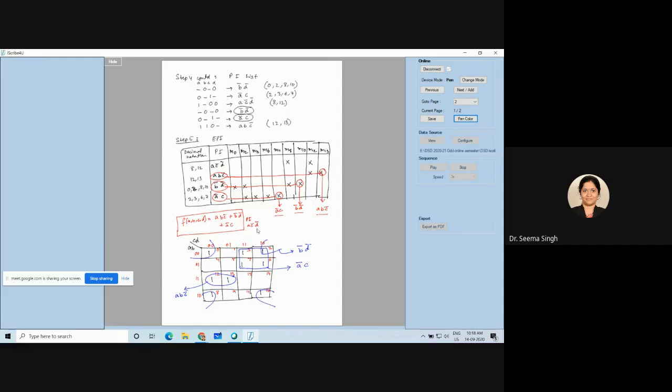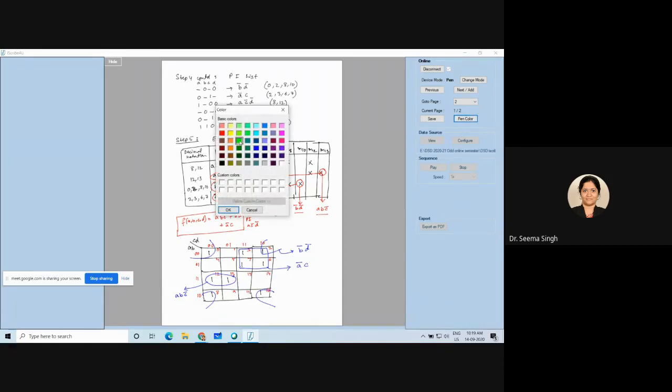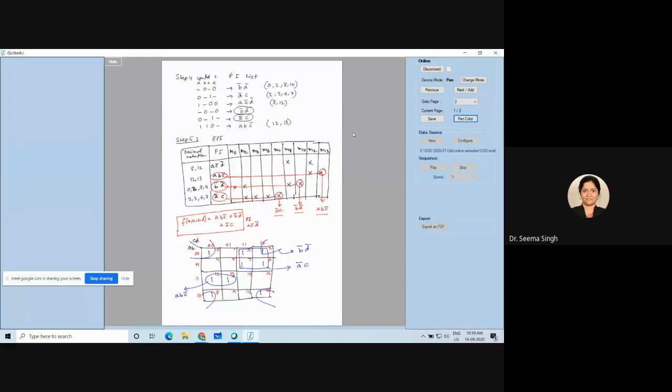Now let me search where is this AC bar D bar. This AC bar D bar was the extra one. AC bar D bar was formed from 8, 12. Let me see where is my 8, 12. 8, 12 is here. So this is what my QM method was giving me extra, which is 8 and 12. This is A, C bar, D bar.